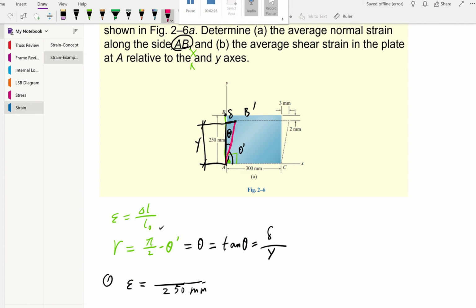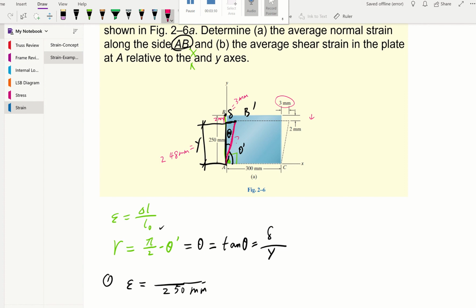Okay, let's take a look. This whole thing shifted 3 millimeters to the right. So this delta is going to be 3 millimeters to the left due to symmetry, right? So if that's 3 millimeters and the whole thing lowered down, how much? 2 millimeters. So if this is 2 millimeters, what's going to be our y? Would that be 250? This entire length of AB minus 2 millimeters would be 248 millimeters.